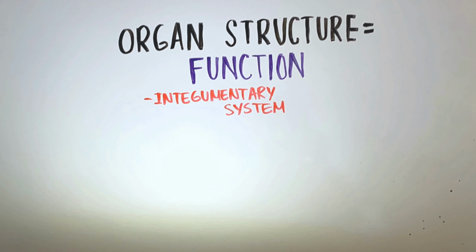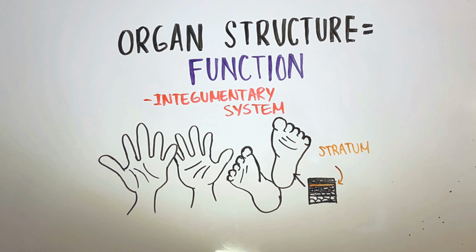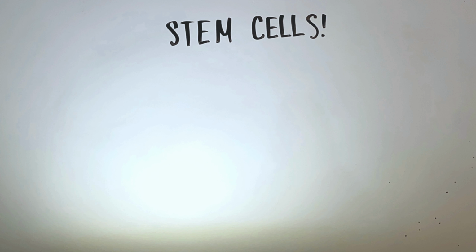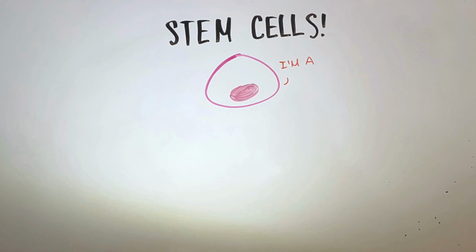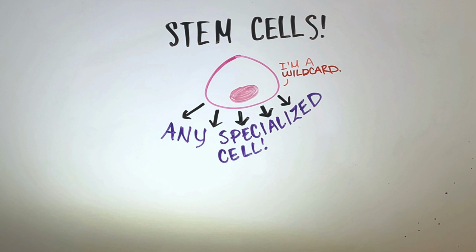Organ structure is also directly related to function. In the integumentary system, on your hands and feet, there's an extra layer of skin called stratum lucidum. It's extra protection. Now finally, stem cells. Stem cells are wild cards. They can differentiate to become any type of specialized cell or tissue.